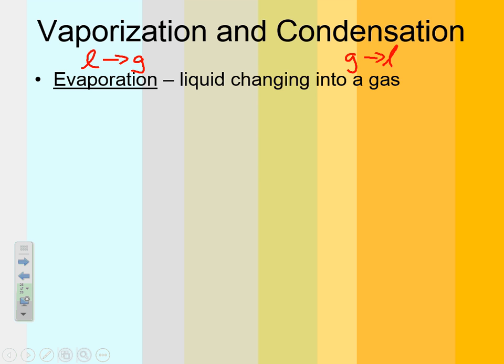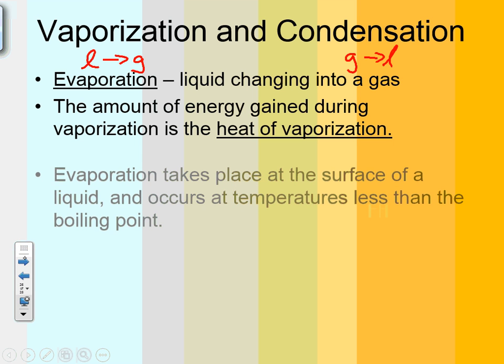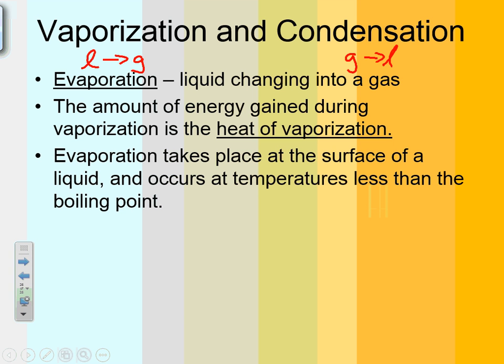So evaporation, liquid to a gas. Now the amount of heat that it takes to do this is called the heat of vaporization. Don't worry about that. Evaporation takes place at the surface of a liquid, though. So evaporation only takes place at the surface of the liquid and occurs at a temperature less than the boiling point. I want you to know that evaporation takes place at the surface of a liquid.